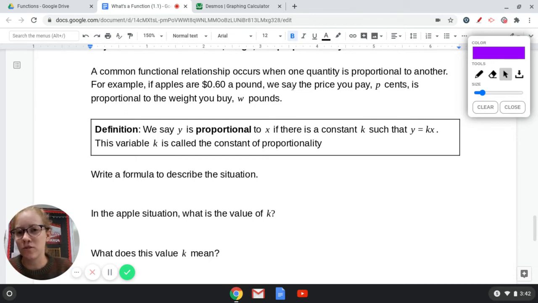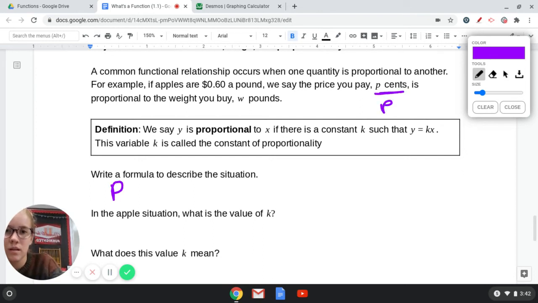And then here's another example using apples, but it's really the same idea. So write a formula to describe the situation of apples. Apples are 60 cents a pound, and we're paying in p cents. Okay, so this is actually 60 cents instead of $0.60. So we're going to write a formula to describe the situation. So let's do the price we pay is p. So let's say the price we pay, p cents.